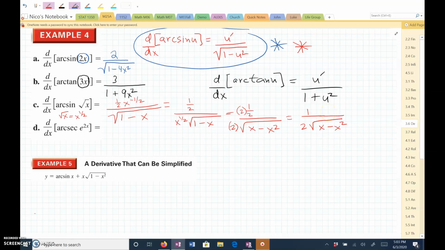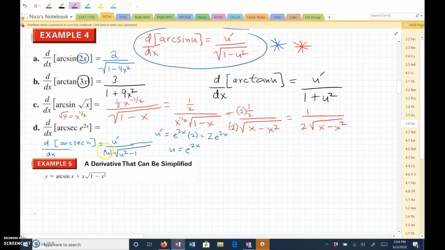Part D. For Part D, the rule is the derivative of arc secant of u with respect to x is equal to u prime all over the absolute value of u times the square root of u squared minus 1. For this problem, u is equal to e to the 2x power. So u prime would be e to the 2x times the derivative of 2x, which is 2. So this one's going to be 2e to the 2x.